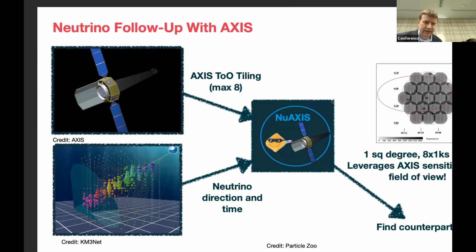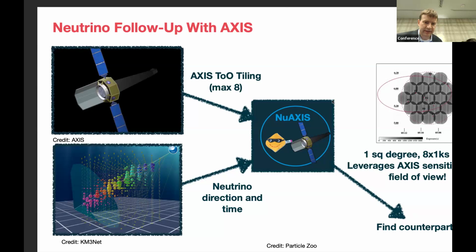This is an illustration from when Swift does follow-up, but with AXIS's field of view and also with the better localizations and depth, AXIS is really the perfect instrument to do this. So it leverages AXIS's sensitivity and field of view. And we'd like to basically tile these neutrinos as they come in.